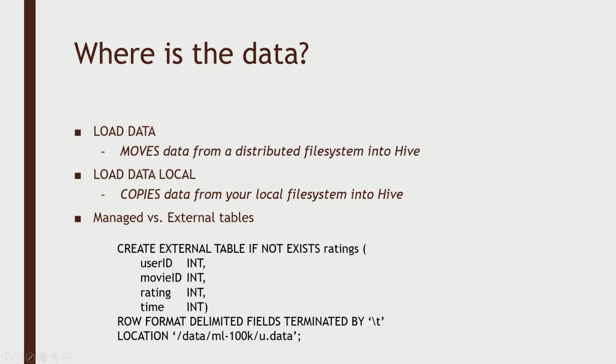Okay, so if I drop this table, if I drop ratings, it's going to drop the metadata, but it's going to keep this data intact, and it's not going to mess with it. It's just going to leave it there. Okay, so external tables really just means that Hive doesn't take ownership of it, and when you drop it, the data is still retained and it doesn't move the data around. So if you need to share your data with other systems, that's an easy way to do it.